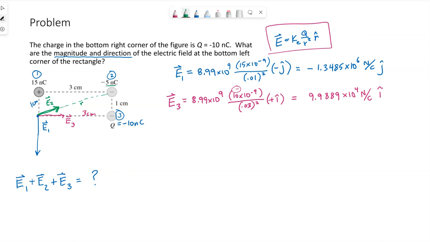All right, E2, the electric field. Now we will need that distance r between the charge itself and the point we're trying to find the electric field. We can use the Pythagorean theorem to do that.